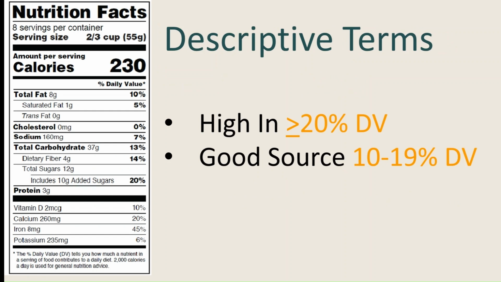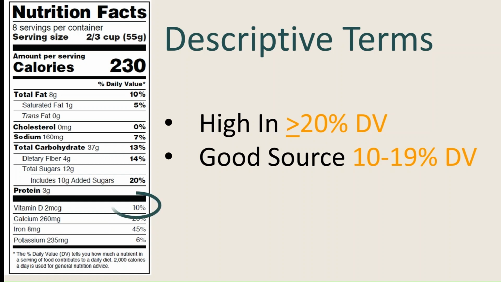If a serving of a food has 10 to 19% of the daily value, that food can be labeled as a good source of. So for example, on this label, one serving of this food provides 45% of the daily value for iron. That means this food is high in iron because it provides greater than or equal to 20% of the daily value for iron. So there could be a phrase on the package that says high in iron.